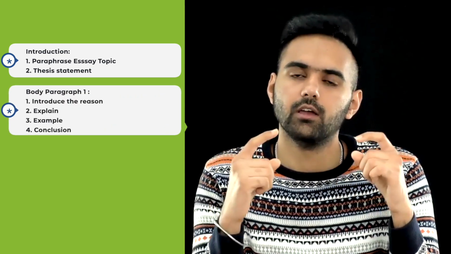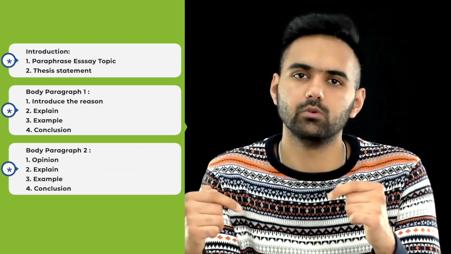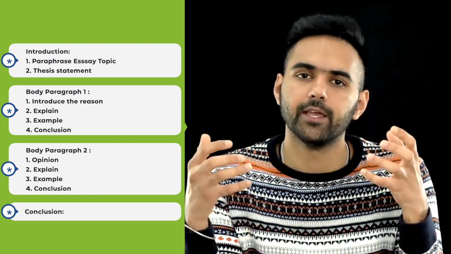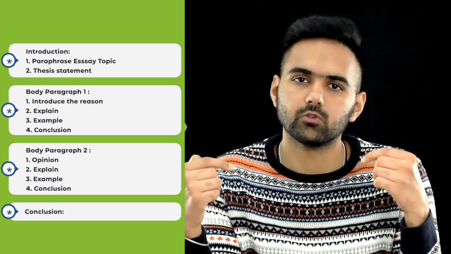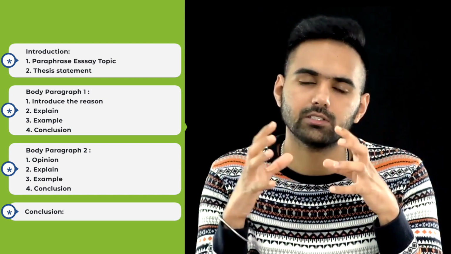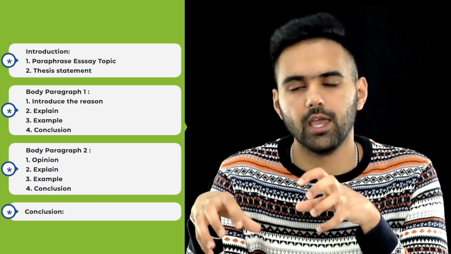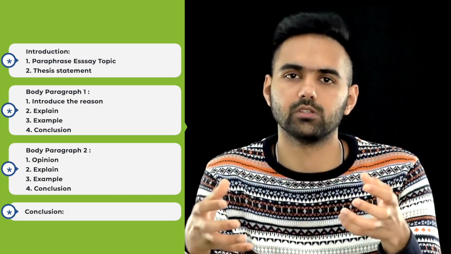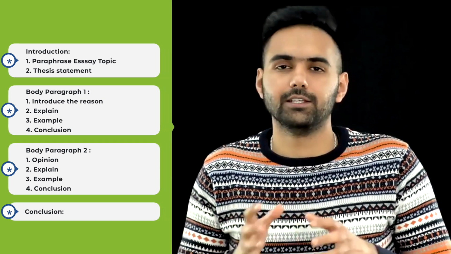What you need to do is write your first sentence where you paraphrase the topic, then thesis statement, BP1, idea number 1, explain it, example, conclusion. Idea number 2 in BP2, explain it, example, conclusion. And in your conclusion, in the first sentence, you need to just wrap up or summarize whatever ideas you have discussed in BP1 and BP2, and then final statement, give any suggestion or any prediction you would like to mention. And that is how you write your IELTS writing task 2 agree, disagree essay type.